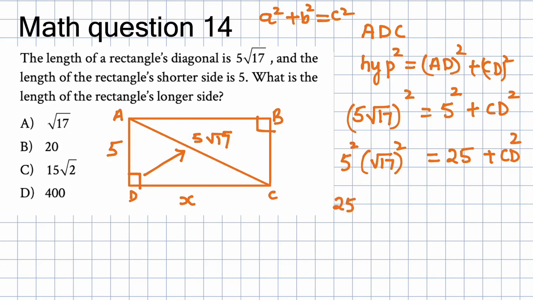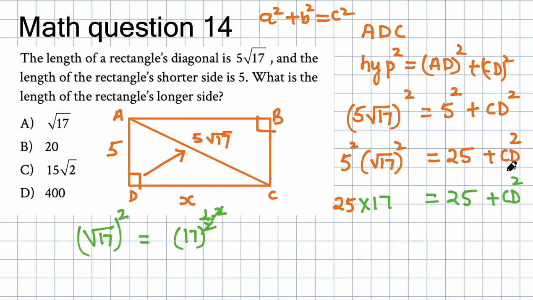Let me solve it here. Root 17 means 17 to the power 1 by 2. Whenever you see a square root sign, it has power 1 by 2. Now in our question, this is squared, which is already there as 2, so it cancels. So we are left with 17 only, and 25 times 17 is equal to 25 plus CD squared.